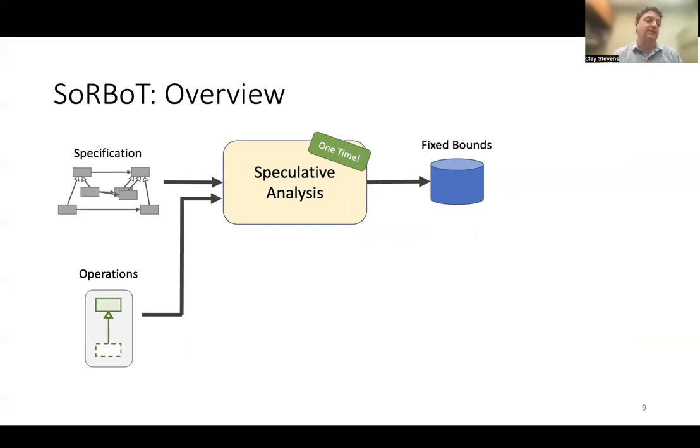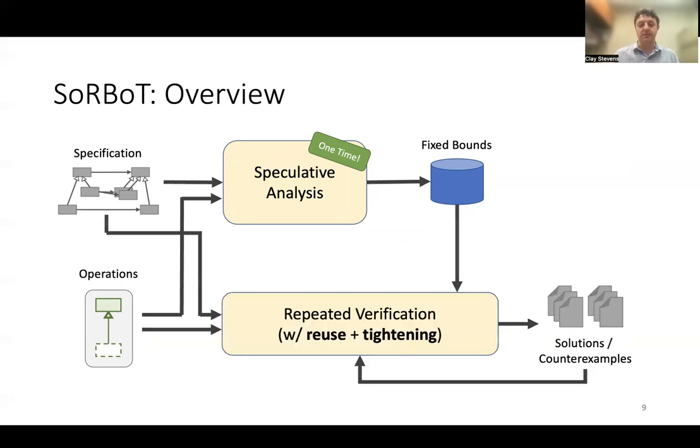So this is only done one time for each operation. What we do is we analyze the operation and find out what the impact on the relational bounds will be. And any bound that is not changed by a particular operation is termed fixed and is stored for future use. The second step of this is the actual repeated verification itself.